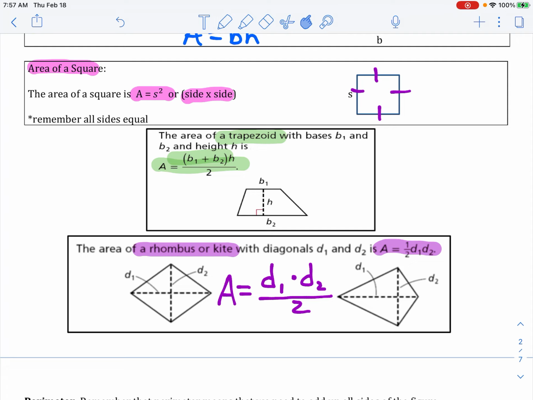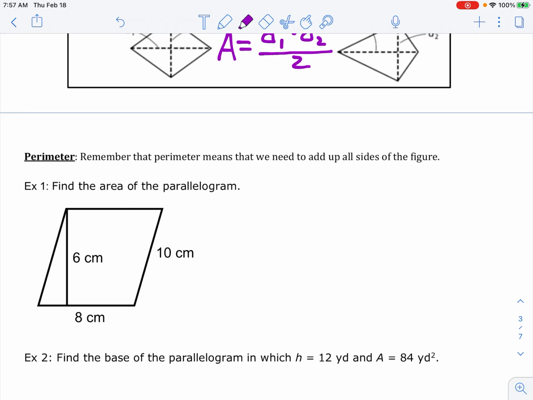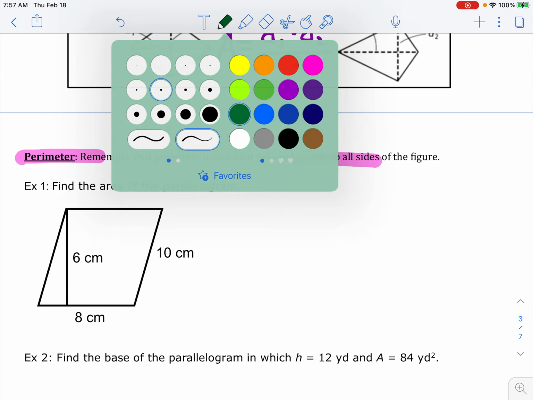We're going to apply the correct formula to the correct figure, and we're going to go through and solve some problems. All right, so let's go ahead and go to our first one. Just a quick note before we get started. Remember, don't forget that perimeter means to add up all sides. So if it's a four-sided figure, we need to make sure we added up all four sides. The first one says find the area of the parallelogram.